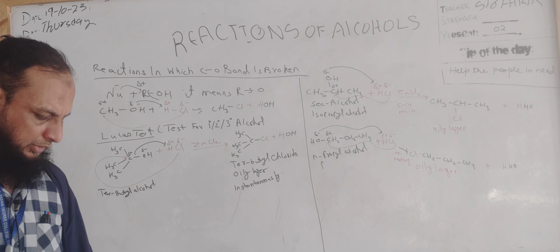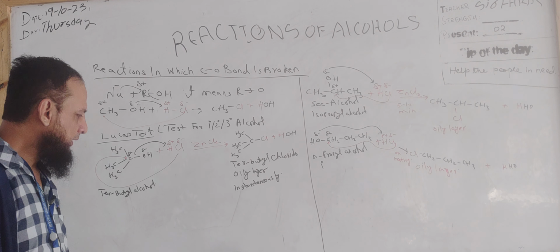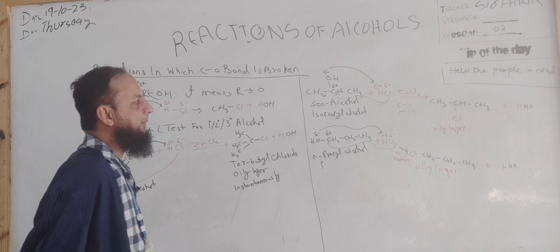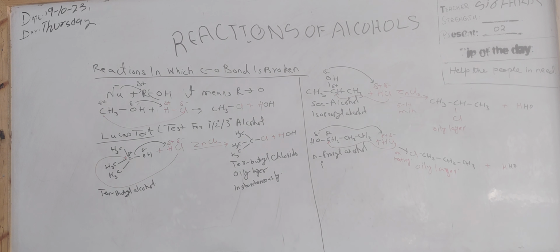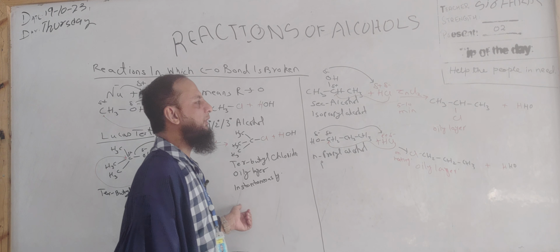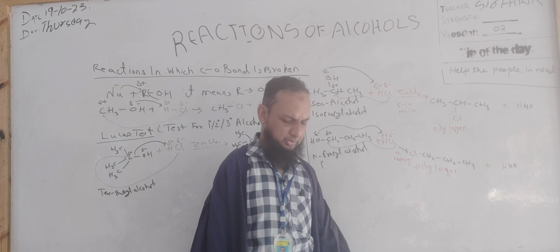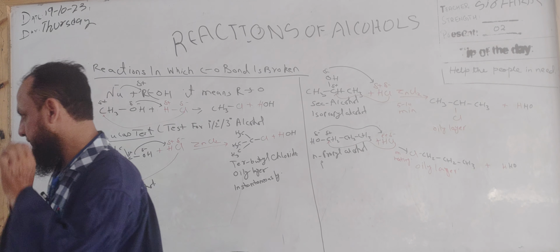Theek hai? So whenever we have to check which sort of alcohol we have, whether we have a primary, secondary or tertiary alcohol, we carry out this reaction. If we get oily layer instantaneously, it would be a tertiary alcohol. In 5 to 10 minutes, it is a secondary alcohol. On heating, it is a primary alcohol.